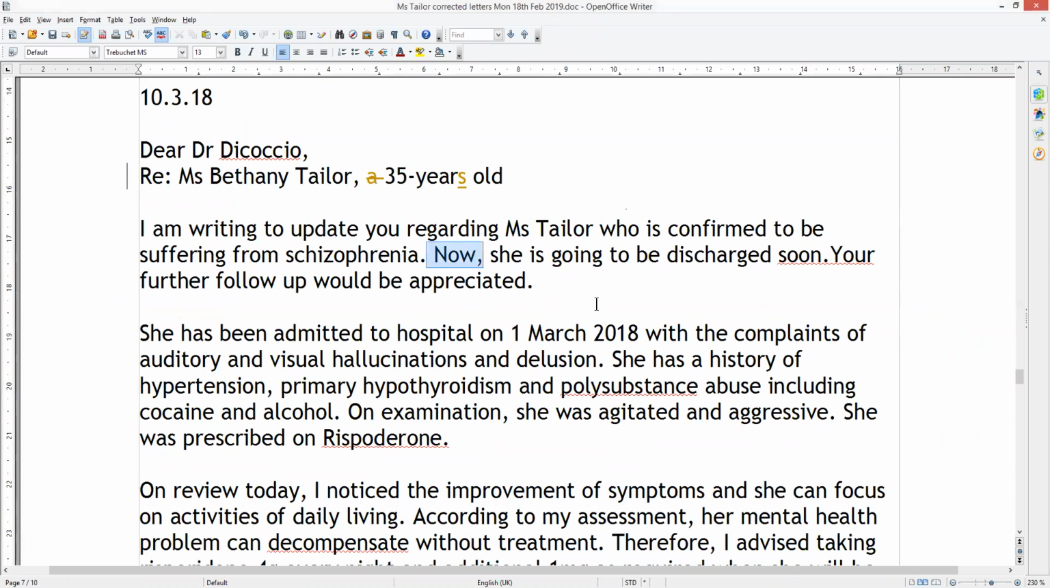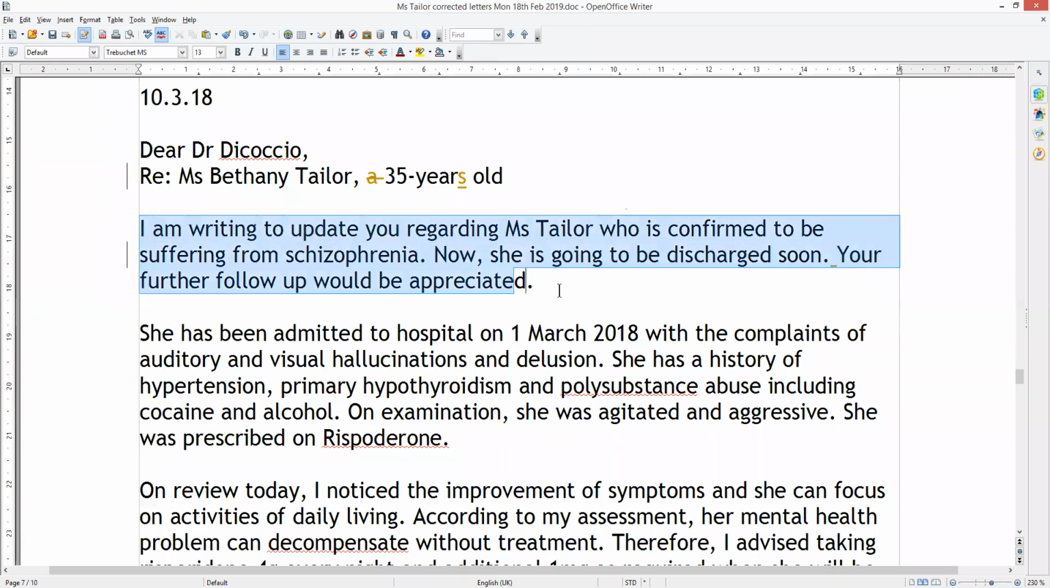Why do we have this now? She's going to do discharge soon. Why didn't you just make it a relative pronoun? I'm going to just say: I'm about to update you regarding Miss Taylor, who was admitted with schizophrenia and is going to be discharged soon, instead of now. Your further follow-up would be appreciated.